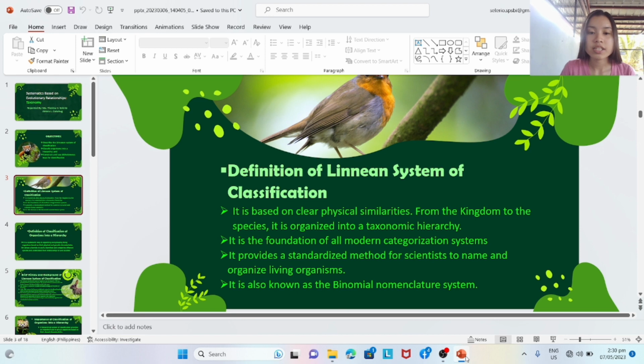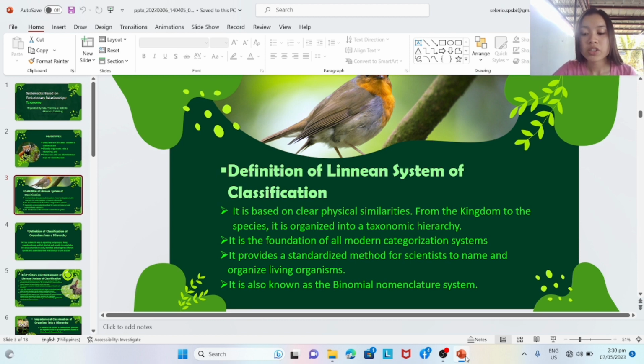Definition of linear system of classification. It is based on clear physical similarities from the kingdom to the species. It is organized into a taxonomic hierarchy. It is the foundation of all modern categorization systems. It provides a standardized method for scientists to name and organize living organisms. It is also known as the binomial nomenclature system.